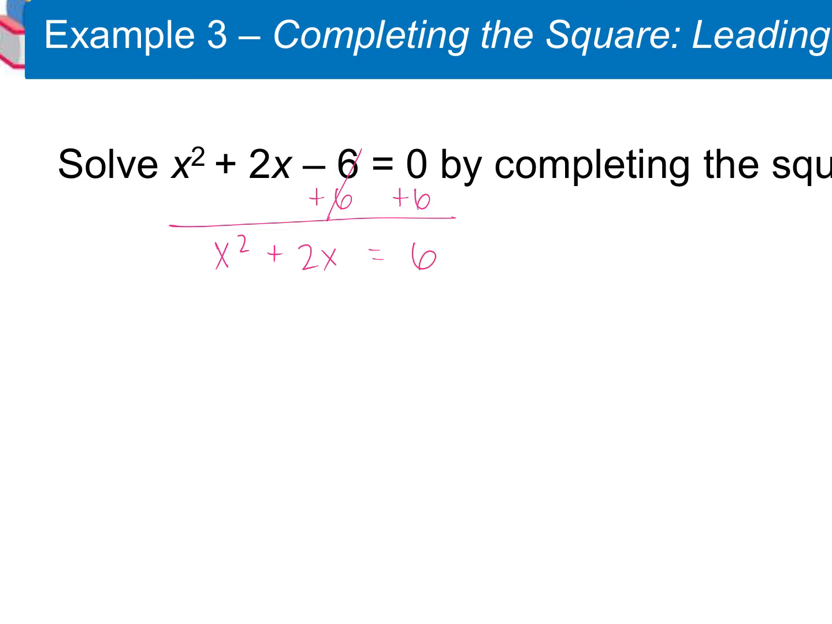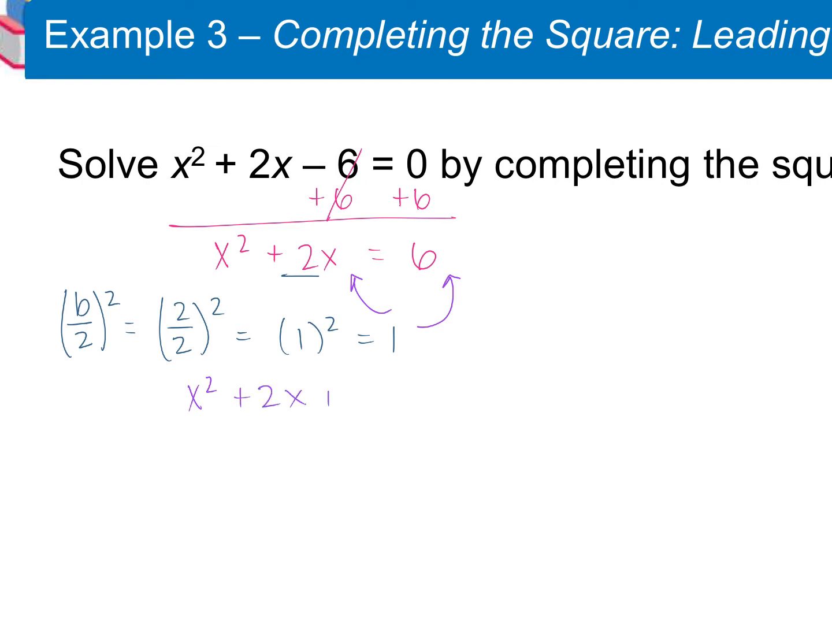Your whole idea here is to find the perfect square trinomial on the left side. So you're going to take b over 2 and square it. So that's the 2 over 2 squared, which is just 1 squared, which is 1. That 1 gets added to both sides of your equation. So that's going to give you x squared plus 2x plus 1 is equal to 6 plus 1. You're going to factor the left side, add the right side.